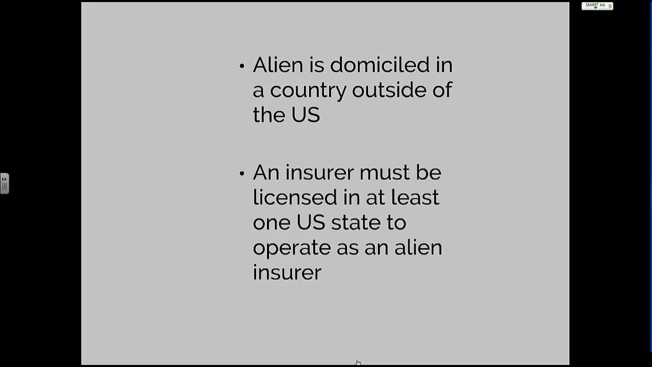In order to operate in the United States at all, in other words, in order to sell a policy to a U.S. insured, an insurer must be licensed in at least one U.S. state. So what most alien insurers do is set up a subsidiary in a U.S. state and then operate as an alien insurer in all other states. Lloyd's of London, for example, has licenses in the states of Kentucky and Illinois.